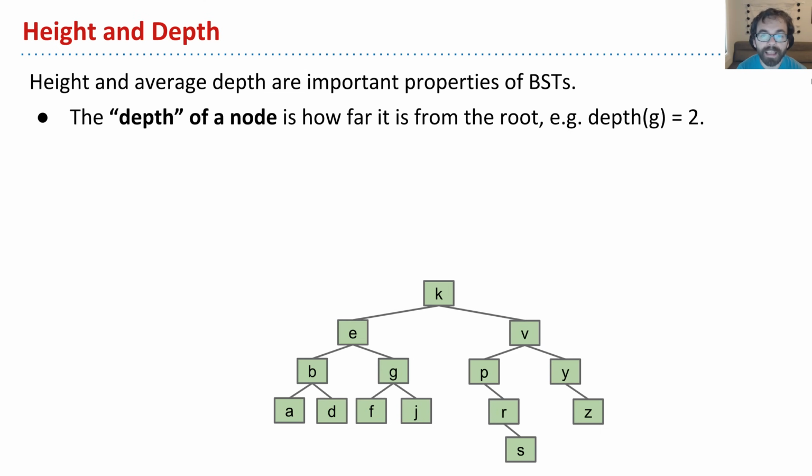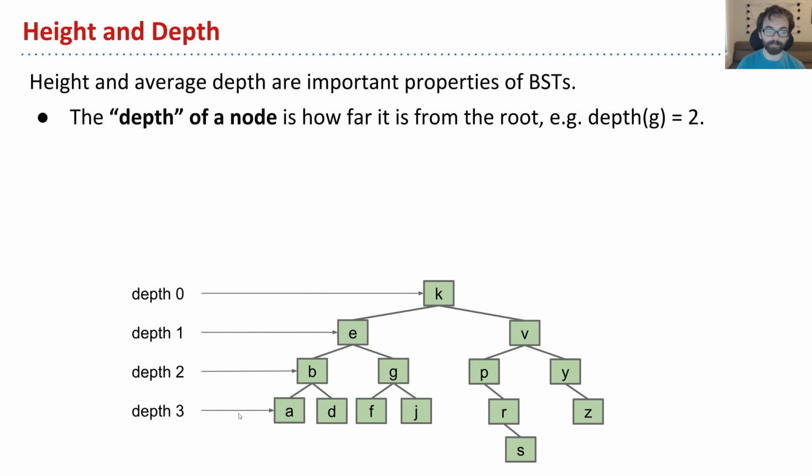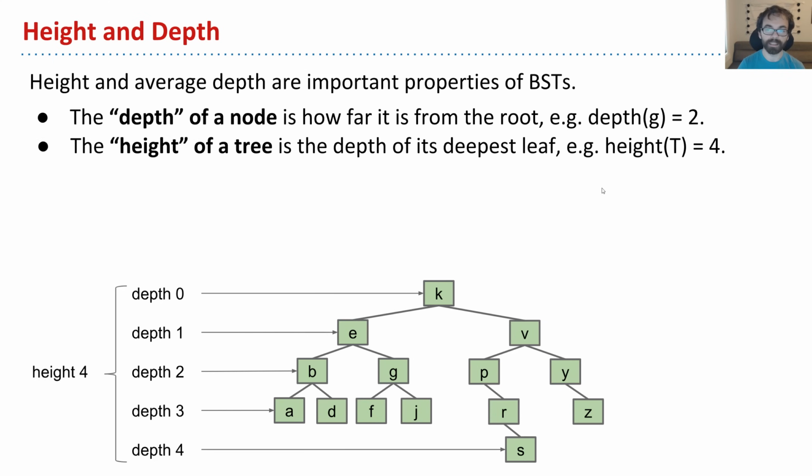The depth of a node is how far it is from the root. So for example, here is the root, here is E, here is G. It is 2 links away from the root, so we say its depth is 2. We can think of our tree as a sequence of depths. So we have the root at depth 0, we have 2 nodes here of depth 1, 4 of depth 2, 6 of depth 3, and 1 of depth 4. Now the height of a tree is just the depth of the deepest leaf. So in this case, the height of the tree overall is 4.